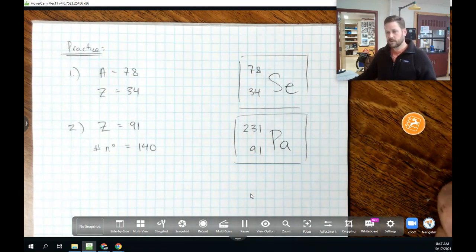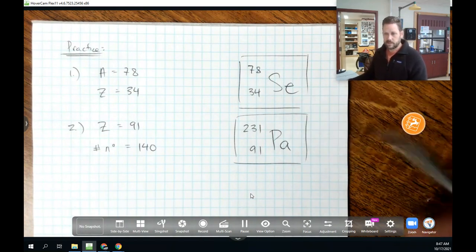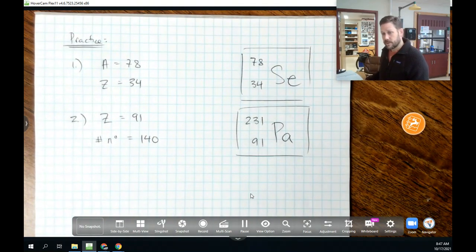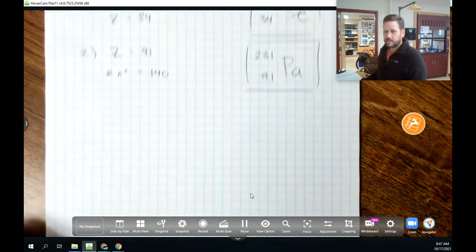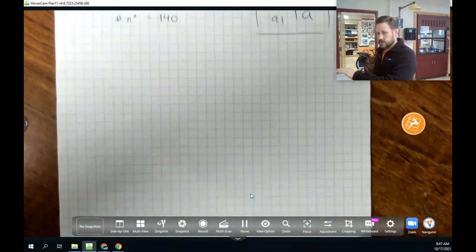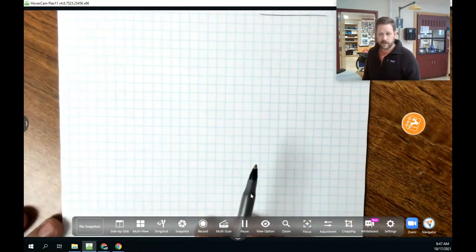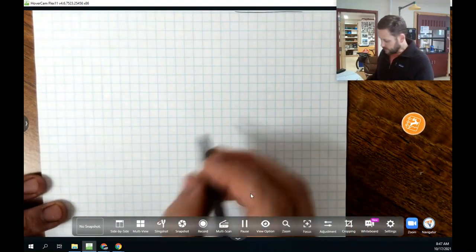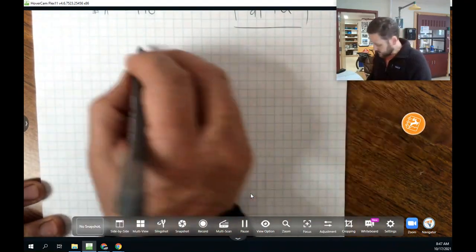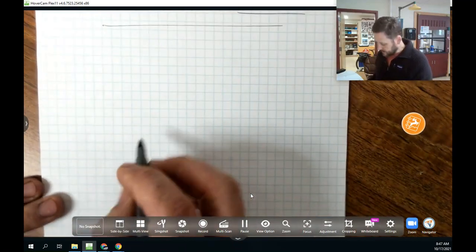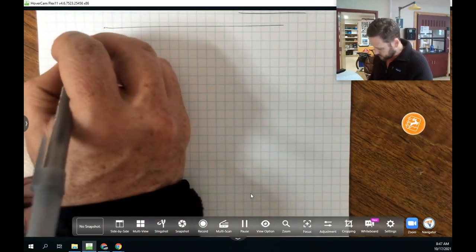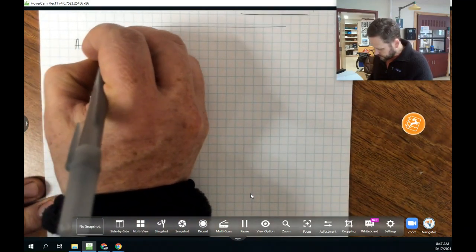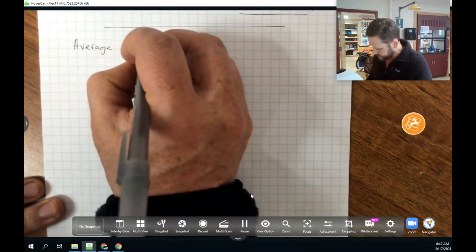You see another number called the average atomic mass, and we need to be careful to distinguish average atomic mass from mass number. Mass number, we've just learned, is the number of protons and neutrons added together for one particular isotope of an element. But we want to distinguish that from what we're going to discuss next, which is average atomic mass. Let's define this important term, average atomic mass.